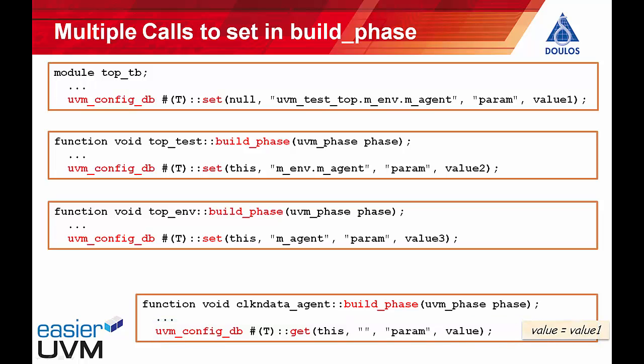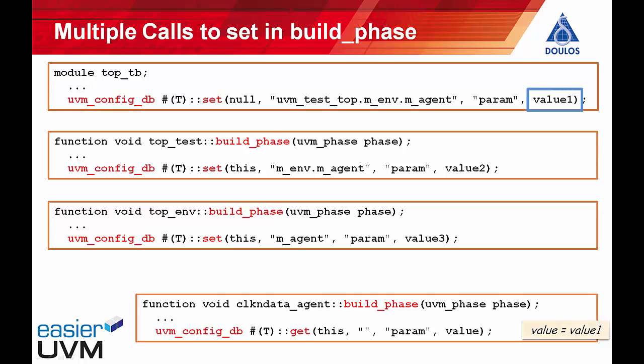Now note that in each case here, the name of the parameter is the same, the type of the parameter is the same, and the scope is the same. The scope is the agent in each case. And if type, scope and name all match, then a very particular rule comes into play that involves the way that get searches multiple definitions in the UVM configuration database. And to cut to the chase, the winner is actually going to be value 1.